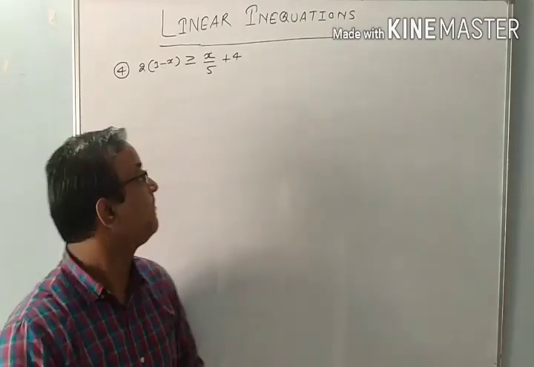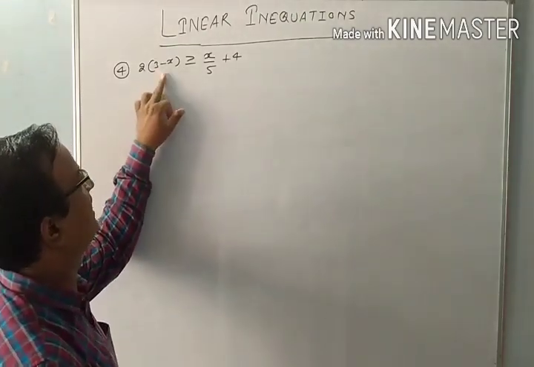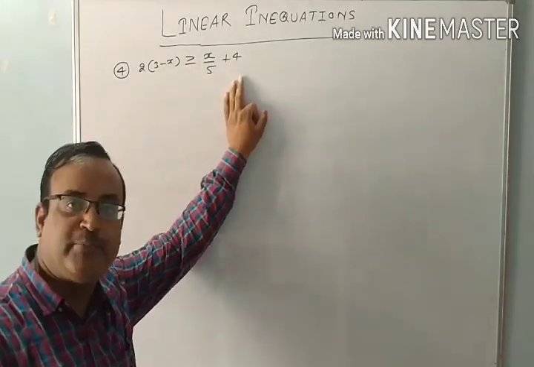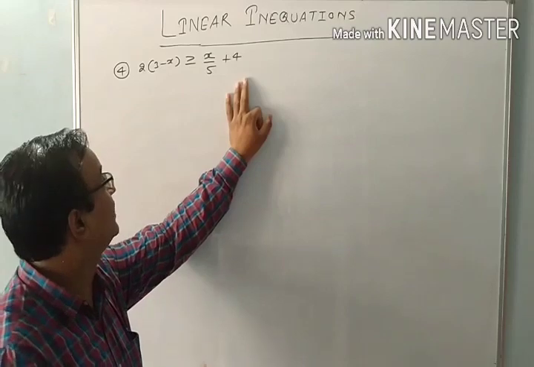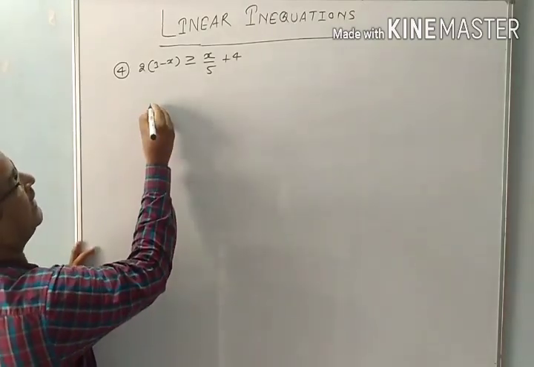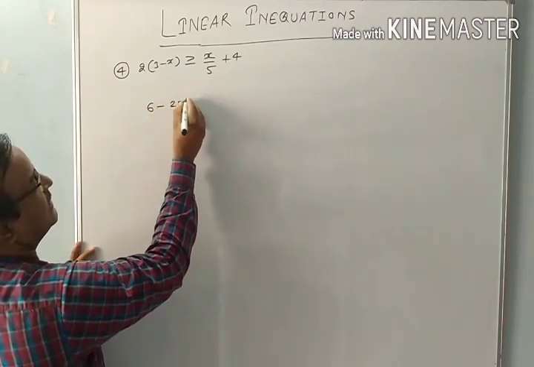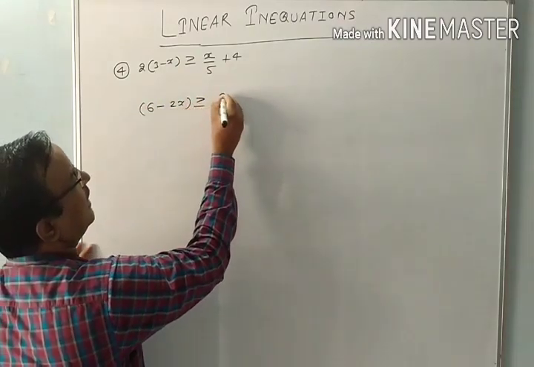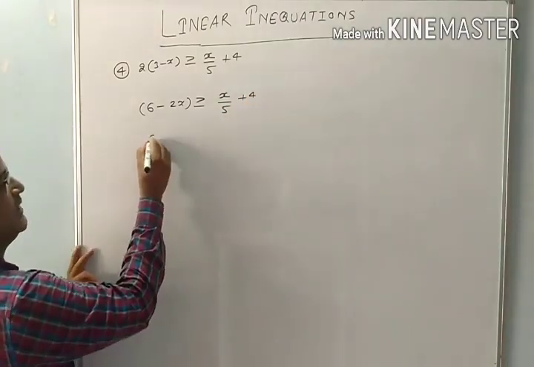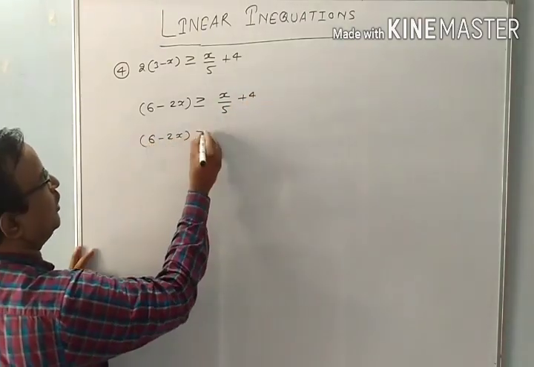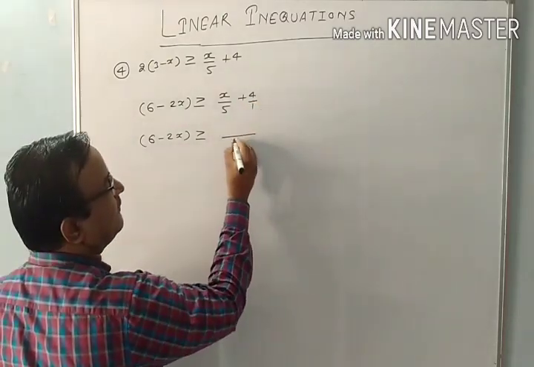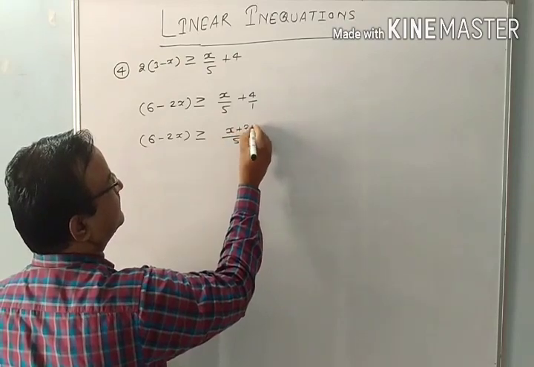Now the fourth question. 2 times 3 minus x is more than or equal to x by 5 plus 4. And we have to solve this given linear inequality for x. So first of all we will multiply it. It is 6 minus 2x is more than or equal to x by 5 plus 4. So 6 minus 2x is more than or equal to, we will take the LCM here, 5 and x plus 20.